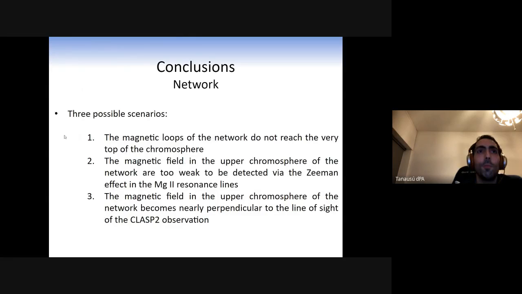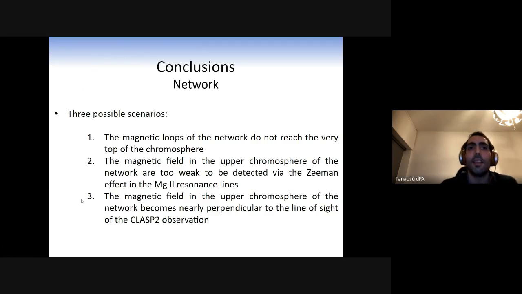And this can lead to 3 possible scenarios. The first of them is that the magnetic loops of the network do not reach the very top of the chromosphere, so we wouldn't be able to see magnetic field because there is none. The second scenario is that the magnetic field in the upper chromosphere of the network is too weak to be detected by the Zeeman effect in these magnesium resonance lines. This would mean that the magnetic field reaches these high layers, but is too weak to be detected.